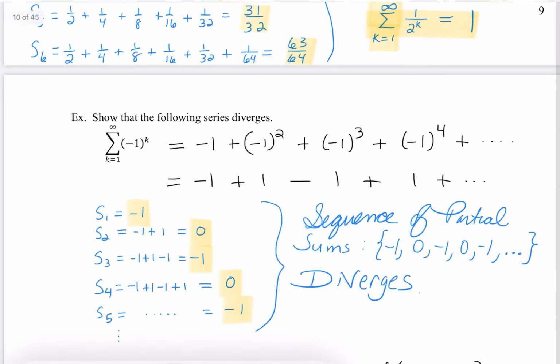We had a couple of ways in the last section that we would talk about why that's the case. With sequences, if you have two subsequences that converge to different values, like here the subsequence of the odd terms goes to negative 1, the subsequence of the even terms goes to 0, when the subsequences converge to two different values, then your sequence diverges. So this sequence of partial sums diverges, so therefore this series diverges. So these are saying the same thing.